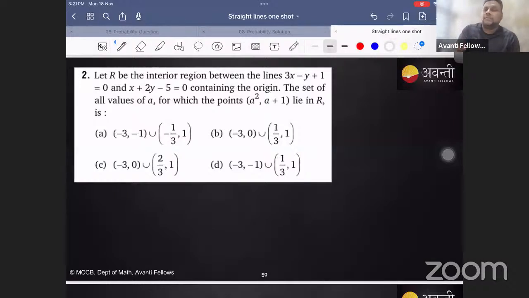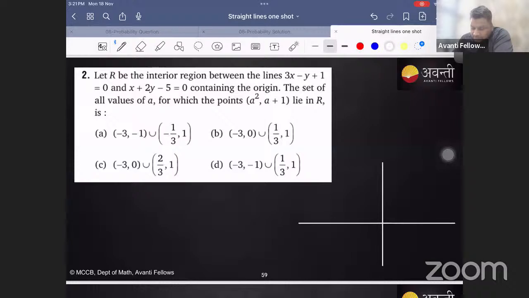Well, chalo, now let's do. See, how do I do it? First of all, again I'm telling you, a neat and clean diagram can be an asset. Okay? So if I see, just see the diagram. One line is x plus 2y equals 5, something like this. And the other line has x-intercept minus 3 and y-intercept 1, something like this.